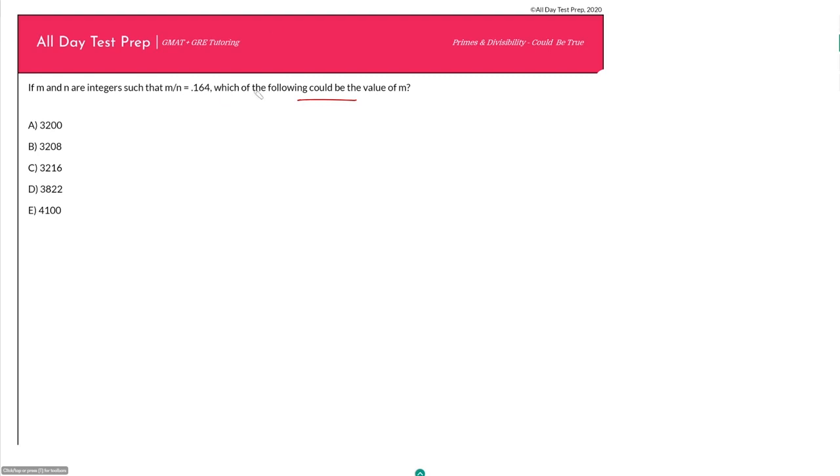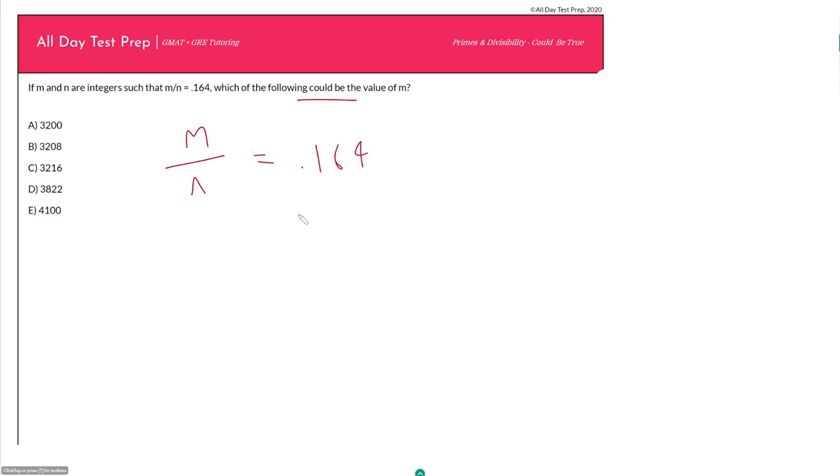So I want to figure out what could be the value of m. I just want to figure out anything about m to start. And so the first thing I got to do is I got to write this out vertically because I hate it when they give me horizontal fractions. Now, in this case, I wrote this question, but I think I wrote it like this because the GMAT likes to write fractions like that. So m over n is equal to 0.164.